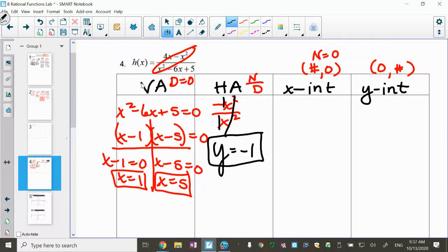So I have 2 vertical and a horizontal. So it's almost like you can start seeing where it boxes your function in, and it can only go in certain places, right? X-intercept is really my numerator equal to 0.